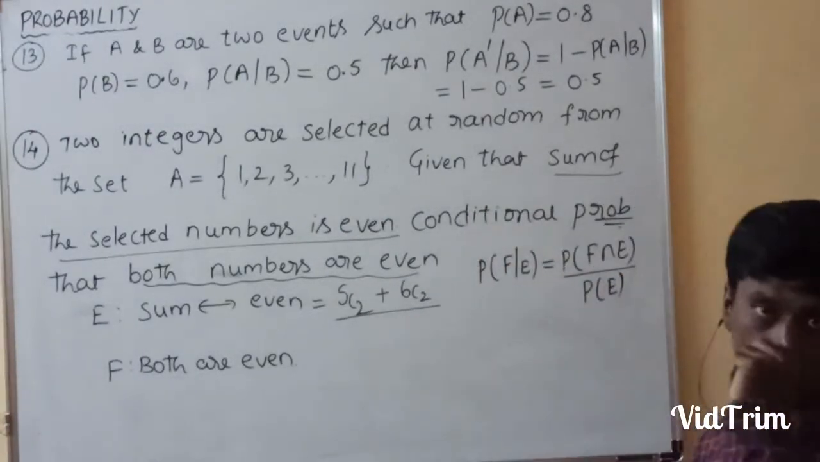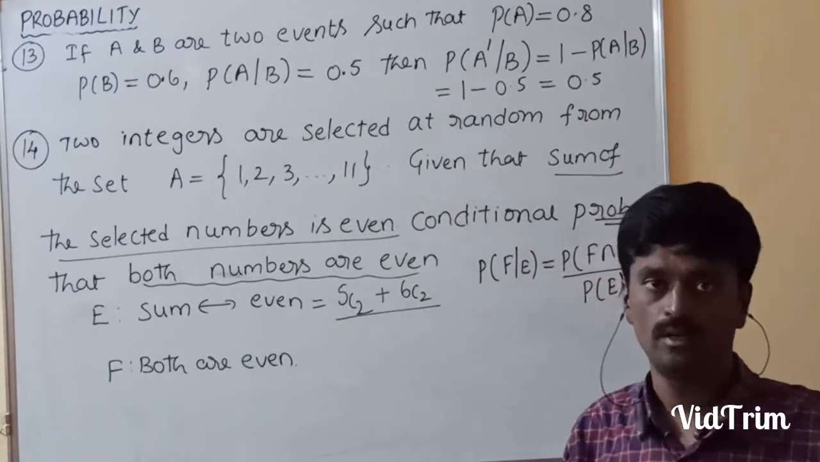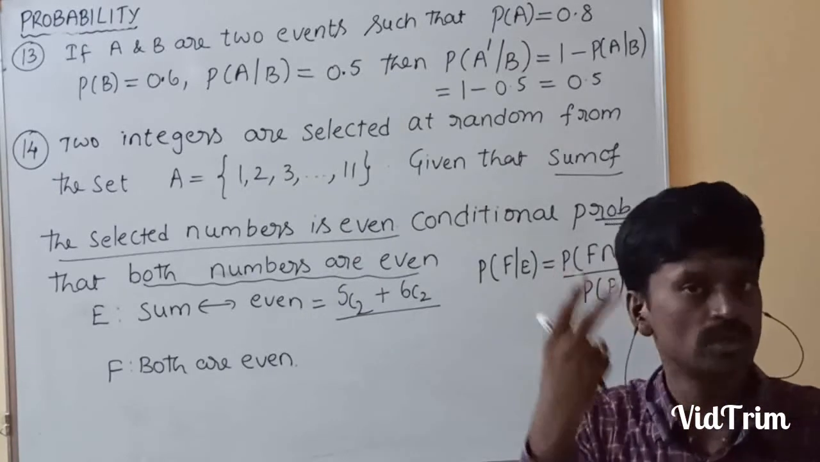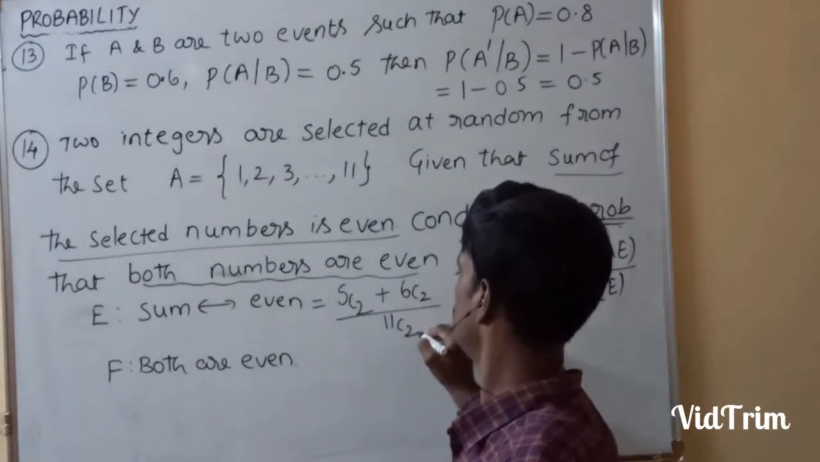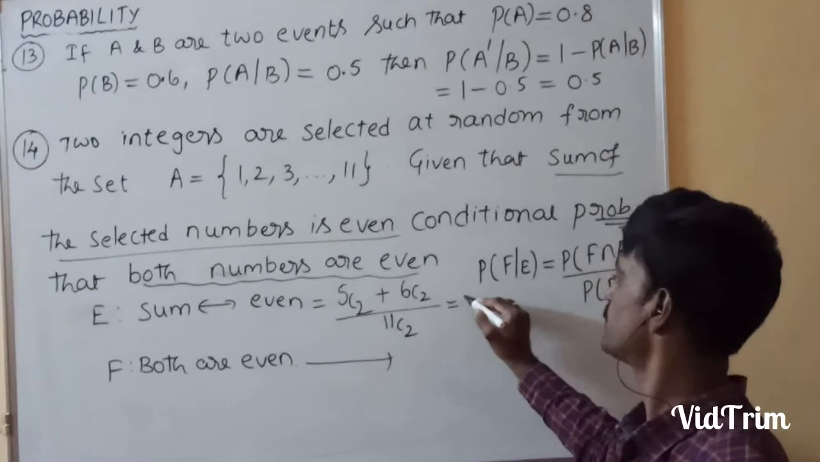Divided by the total number of outcomes. So how many elements are there in capital A? 11. So in how many ways can we select 2 numbers? 11C2 ways. So divided by 11C2. This is the probability of E.